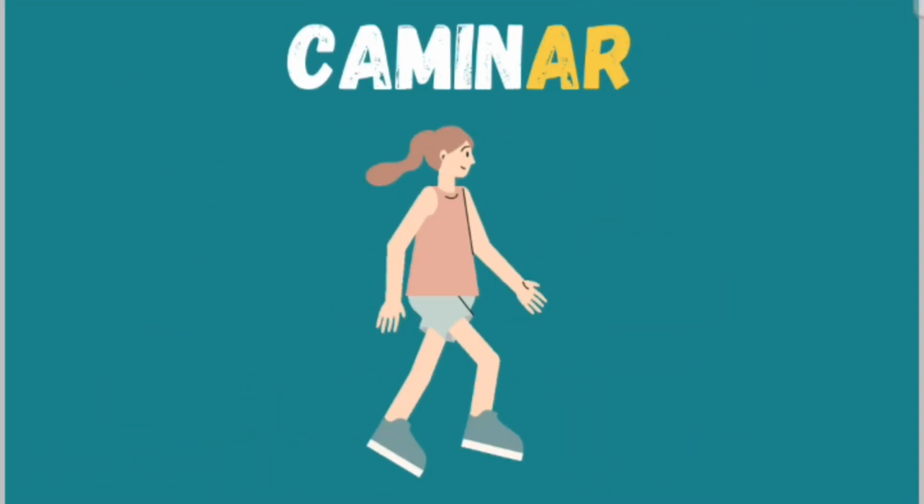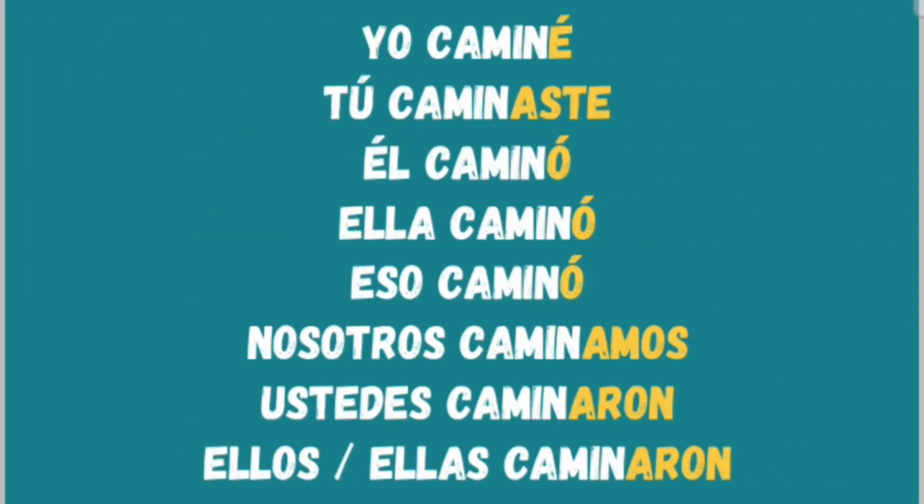Now I have this verb to walk. To walk in Spanish means caminar. And let's see how we have to conjugate this in the indefinite past. We have I walked, which means yo caminé. Now, if you want to say you walked, you have to say tú caminaste.